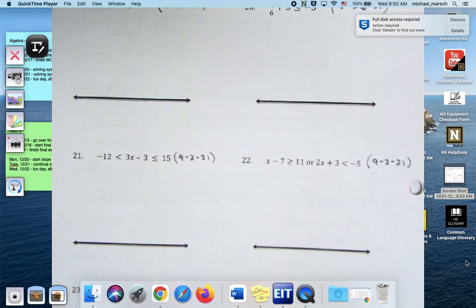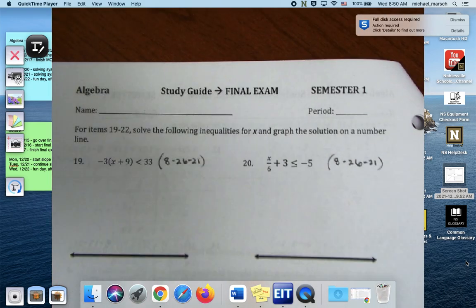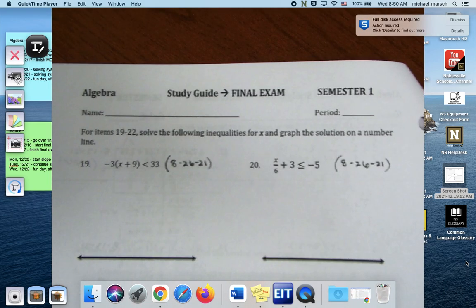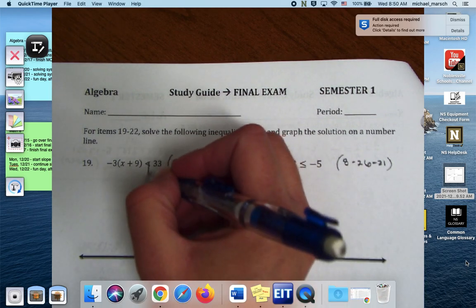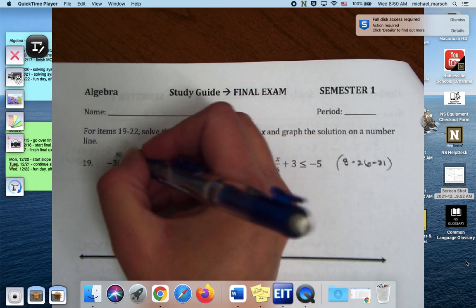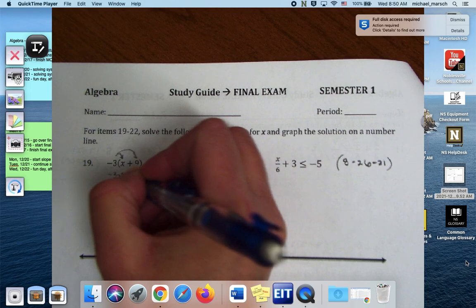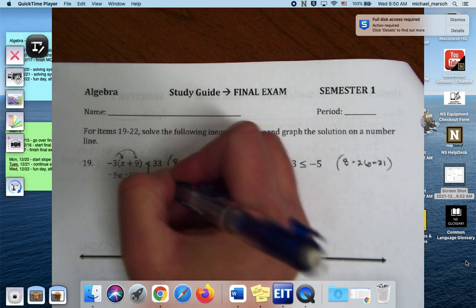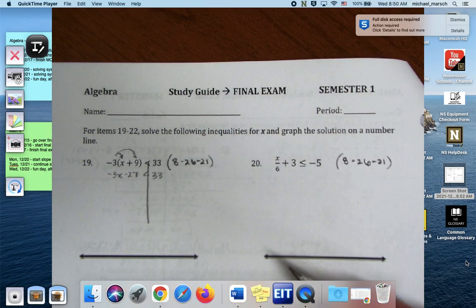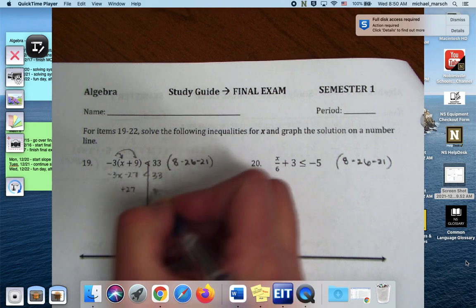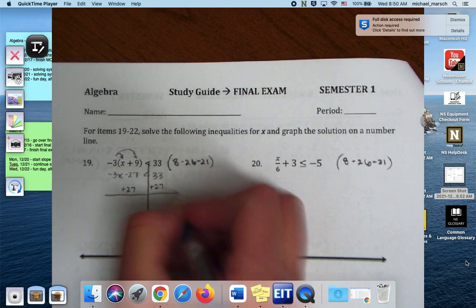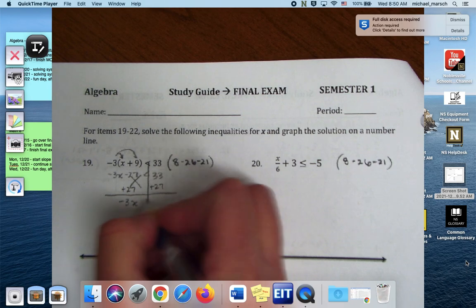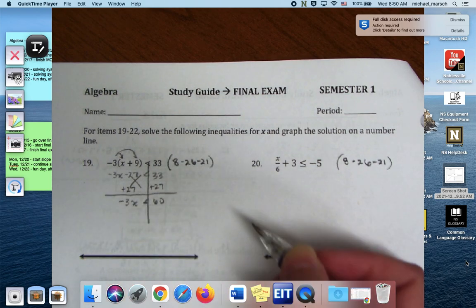Okay, now we've got some inequalities, everybody's favorite. Solve them just like equations, except then we have to graph them. So I'm still going to draw this line here. I'm going to distribute: negative 3x minus 27 is less than 33. I'm going to add 27 to both sides. Negative 3x is less than 60.